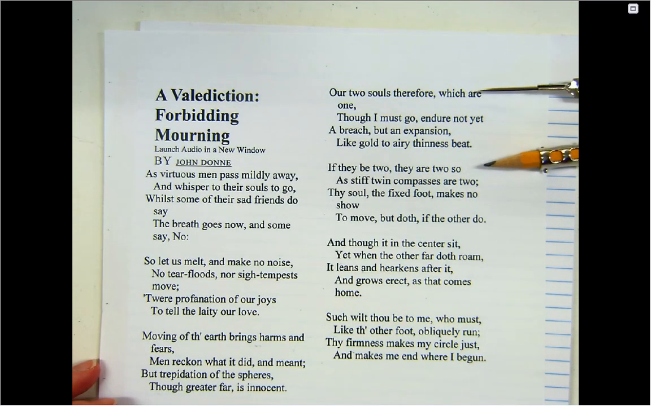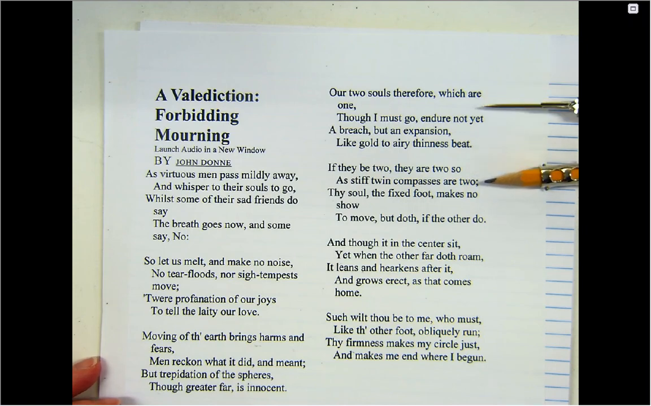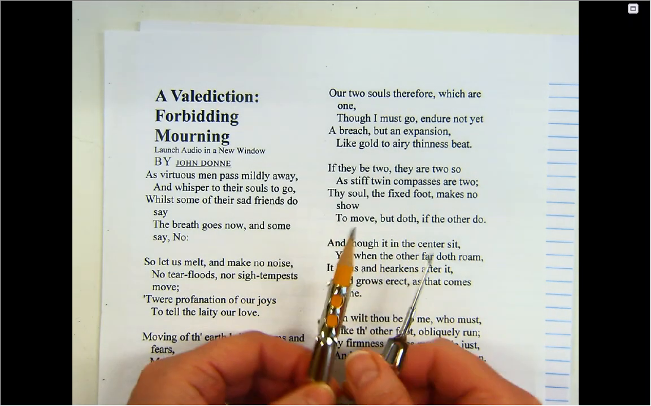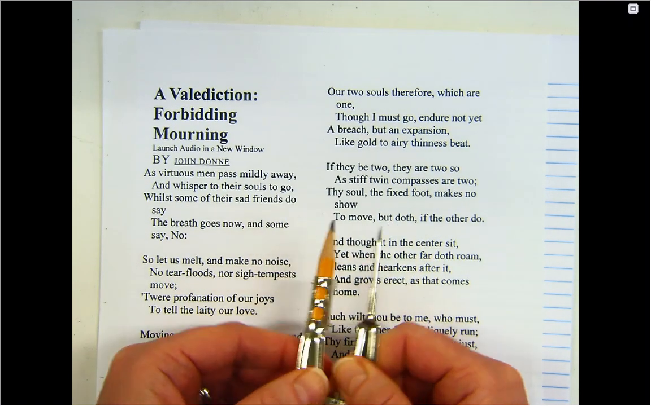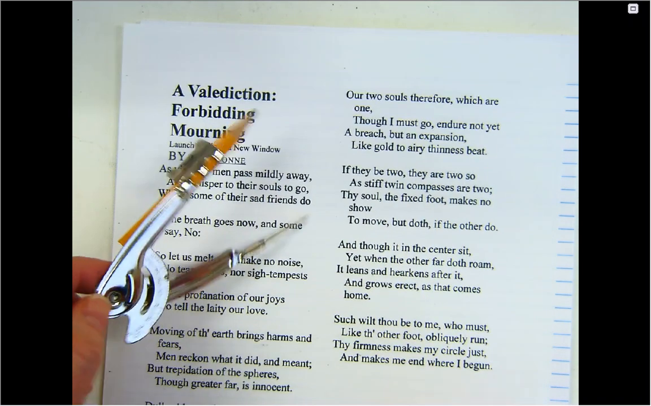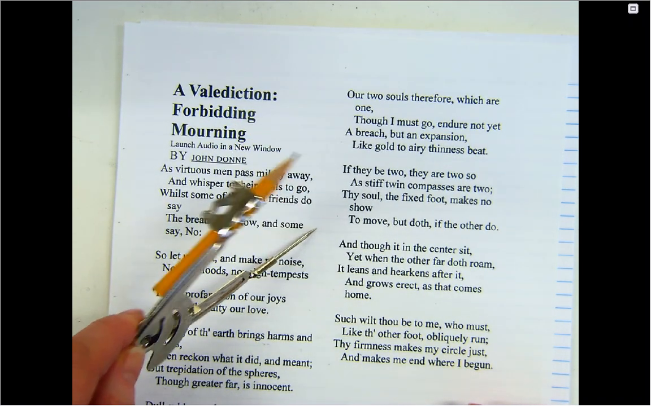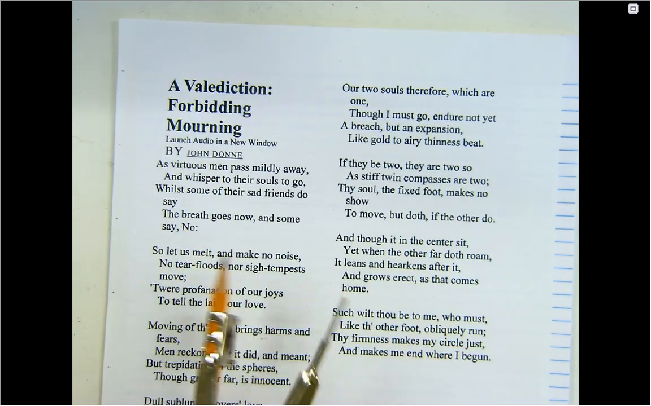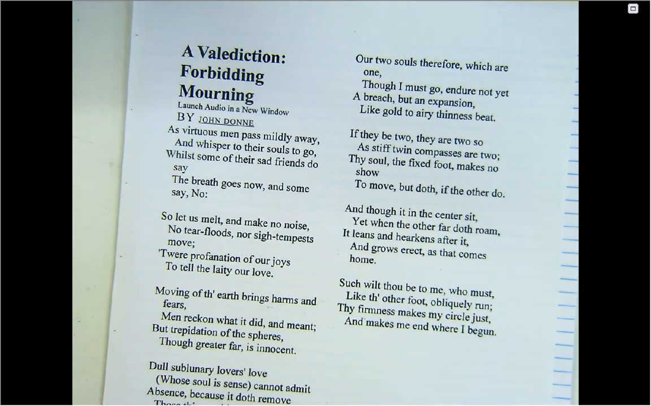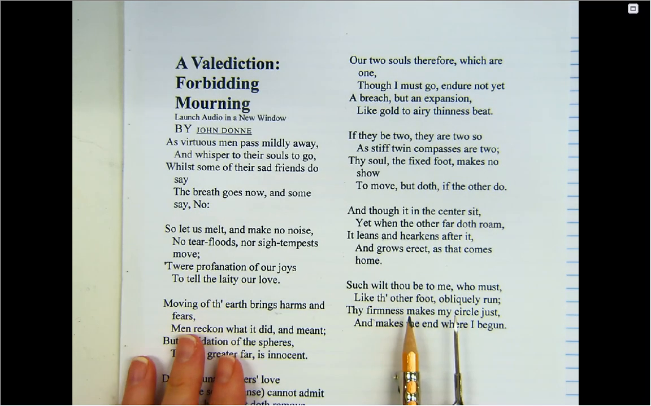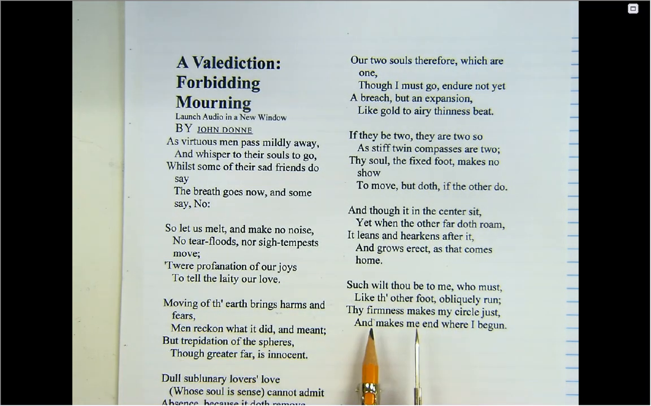Our two souls, therefore, which are one, though I must go, endure not yet a breach, but an expansion, like gold to airy thinness beat. If they be two, they are two, so as stiff twin compasses are two. Thy soul, the fixed foot, makes no show to move, but doth if the other do. And though it in the center sit, yet when the other far doth roam, it leans and hearkens after it, and grows erect as it doth come home. Such wilt thou be to me, who must like the other foot obliquely run. Thy firmness makes my circle just, and makes me end where I begun.